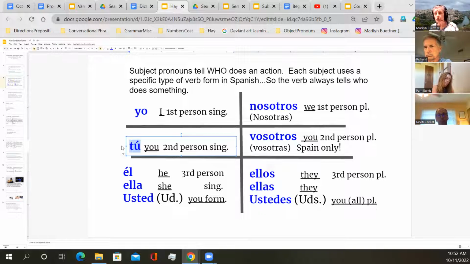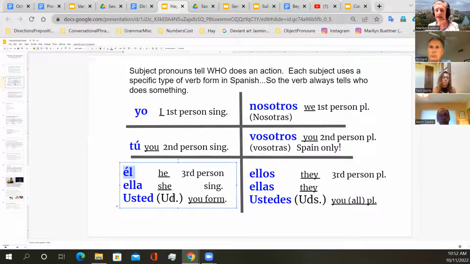Tú, you. Second person singular, because it's only one person. Yo is only one person. That's why we call it singular. Okay. Tú is only one person, so singular. So the friendly you. Tú will always get a special verb form, no matter what the verb is. If I'm not talking about me, if I'm not talking to you directly, if I'm talking about one person or the formal you, that's called third person singular.